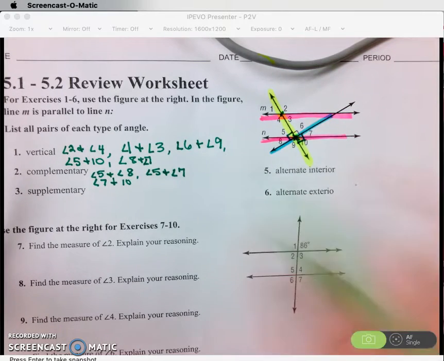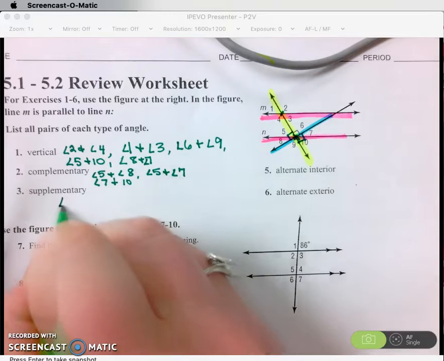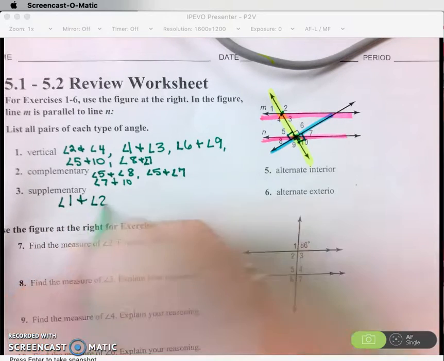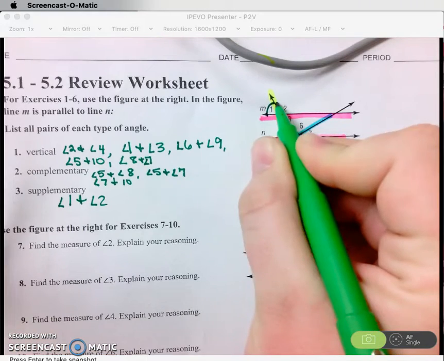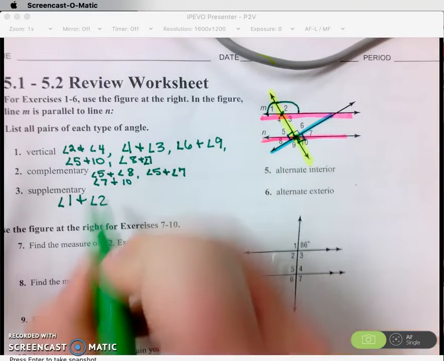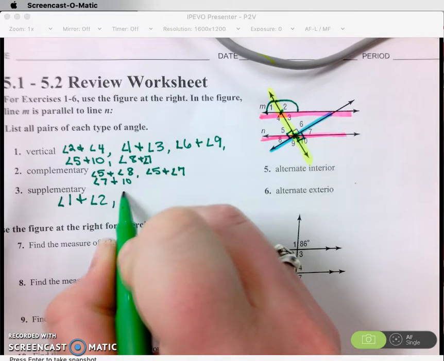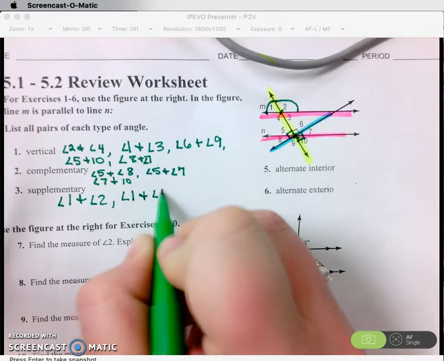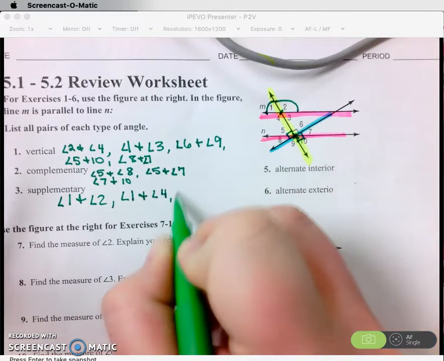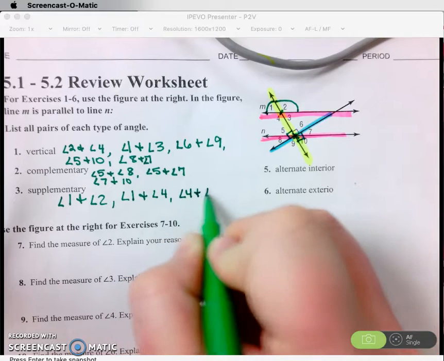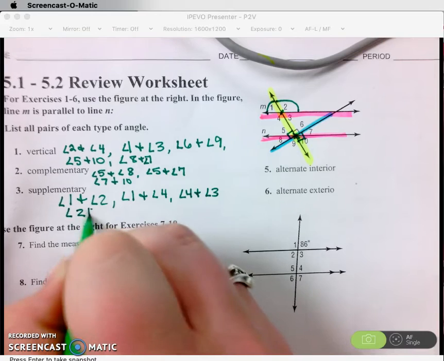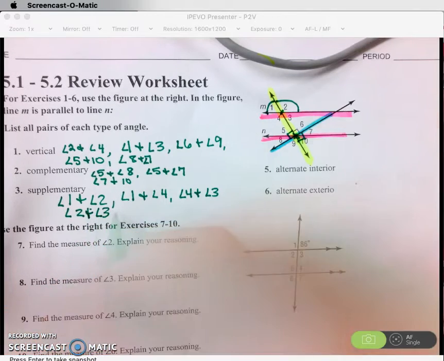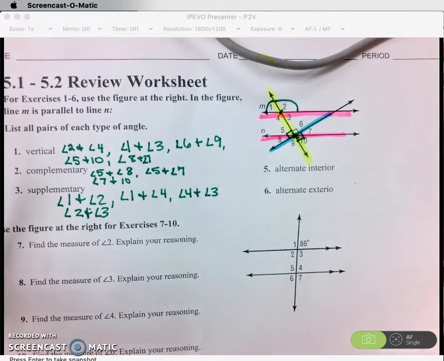So angle 1 and angle 2. Angle 1 and angle 2 create this straight line. So this angle plus this angle create that pink line. So angle 1 and angle 4. Angle 4 and angle 3. Angle 2 and angle 3. This one. Okay.